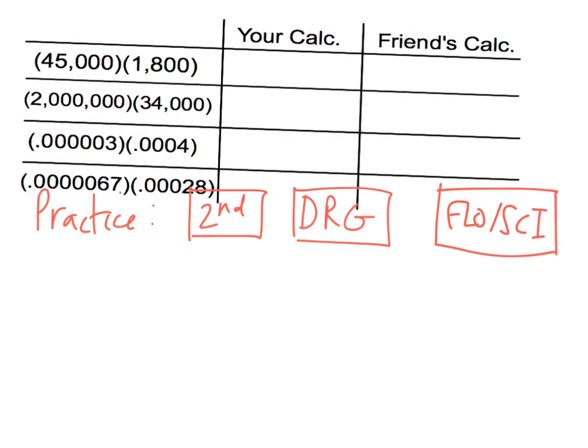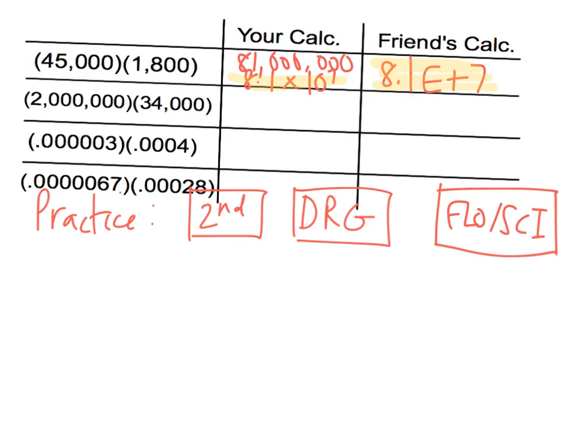you will get 81 million, which is a massive number. And your friend's calculator may say 8.1E plus 7. What does that mean? Well, that just means that it's the same as 8.1 times 10 to the 7th power. These mean the same thing. Right here and right here, those mean the same thing.